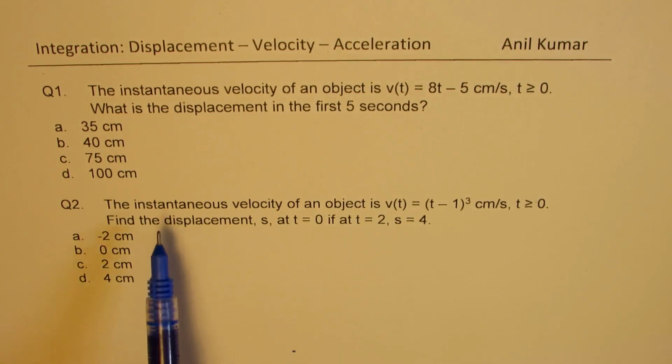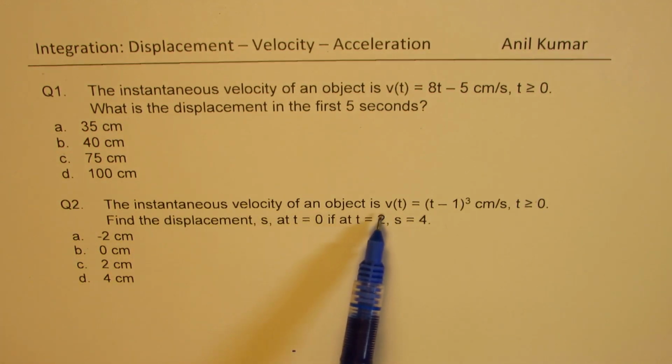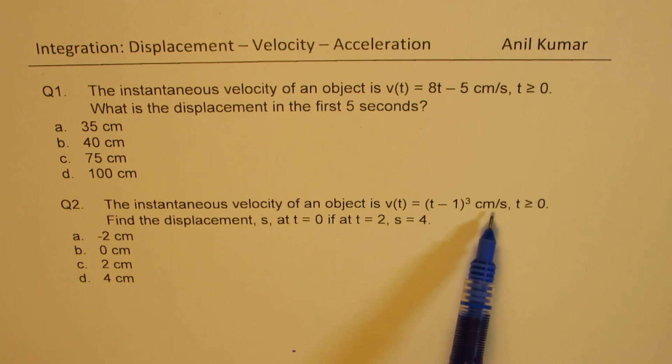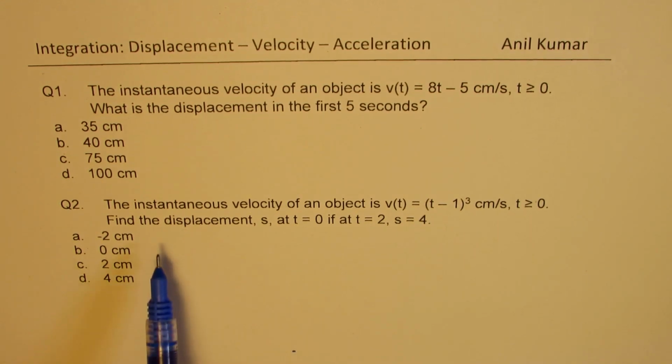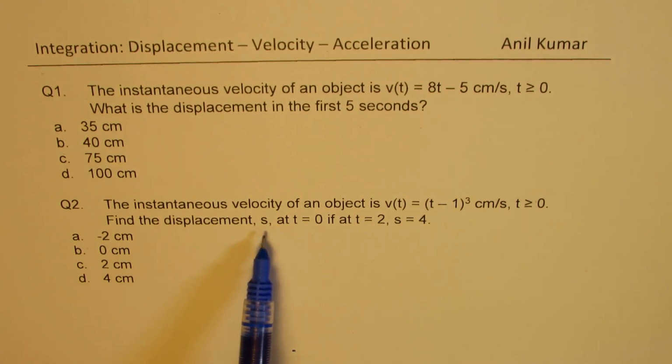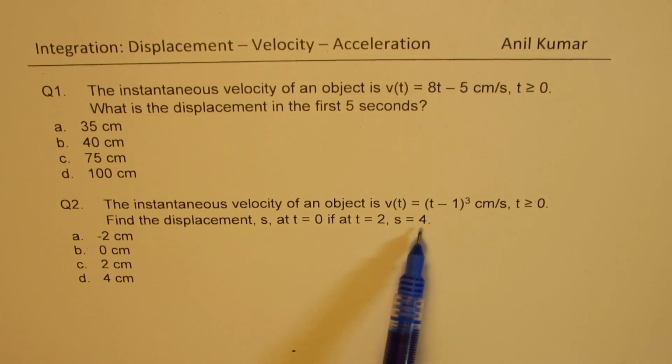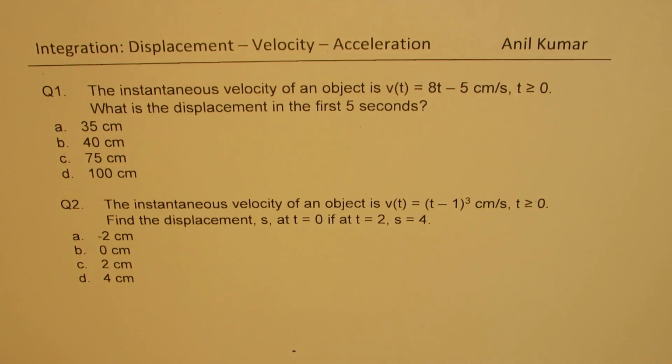Second question is, the instantaneous velocity of an object is t minus 3 whole cube centimeters per second, where t is greater than 0. Find the displacement s at t equals 0 if at t equals 2, s equals 4. 4 options are again given to you. You can pause the video, answer these questions, and then look into my solution.